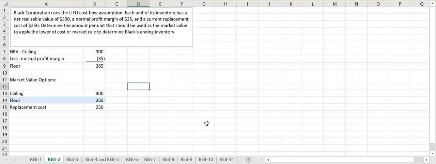Again, if our replacement cost happened to be above the ceiling, we would use the ceiling value as our market value. And if our replacement cost, let's say, was $285, meaning it falls between the ceiling and the floor, we would use the replacement cost as our market value.